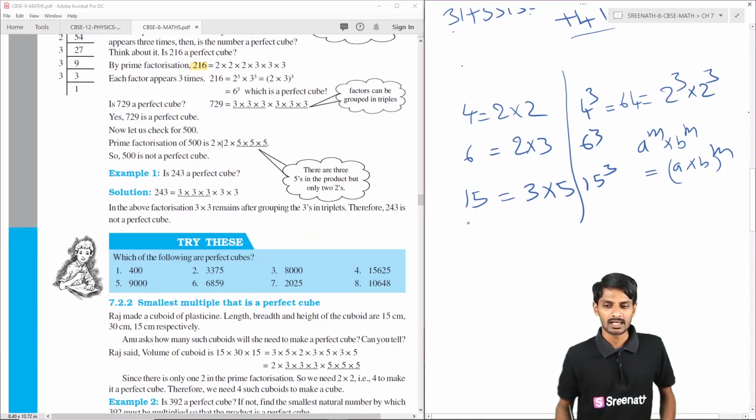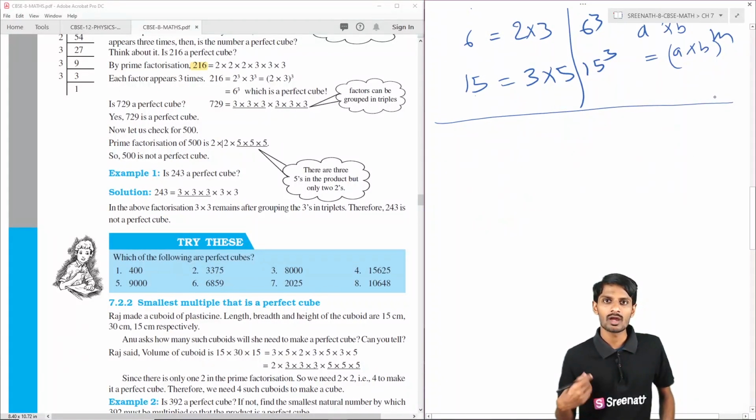Here a number is given and we have to check it. Is 243 a perfect cube or not? How will we know? First, you have to write the prime factors for it. Do this for 243. It is in the 3 table. How many times? 7 3's. How much, friends? 8 3's.